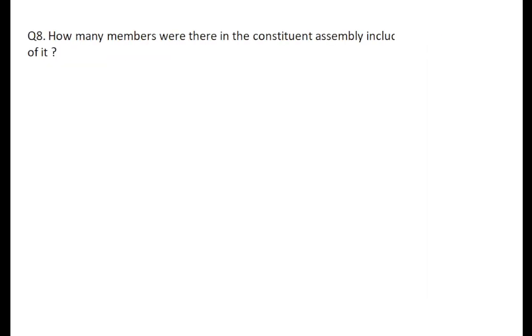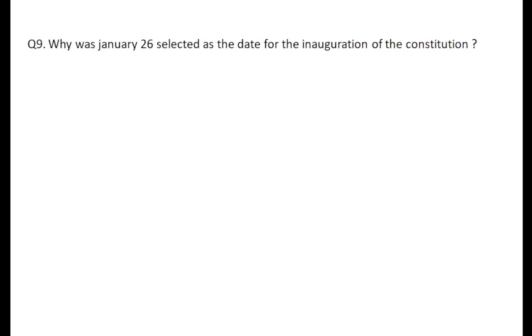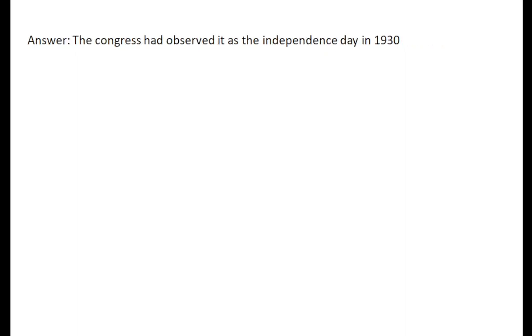13. How many members were there in the Constituent Assembly, including the chairman of it? 7 members. Why was January 26 selected as the date for the inauguration of the Constitution? The Congress had observed it as Independence Day in 1930.